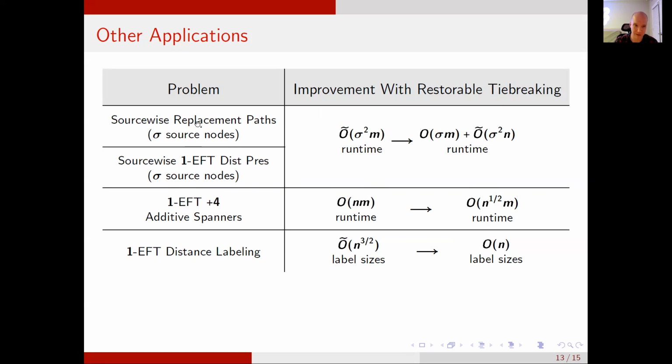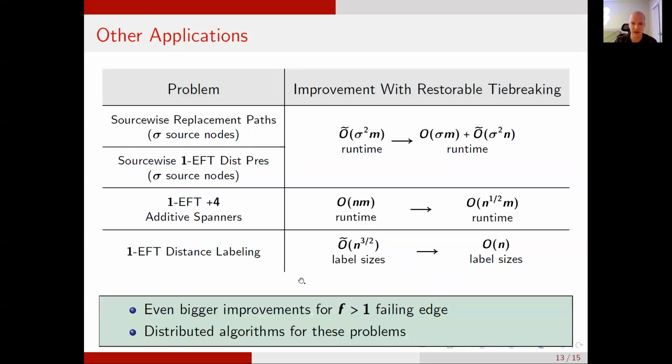We also have applications to replacement path algorithms, additive spanners, and distance labeling. You can check the paper for more details on these if you're interested, but it's the same flavor of very simple direct applications. Even though we're focusing on one failing edge in this talk, we have even bigger improvements over the state of the art for more failing edges, and we have some distributed algorithms that handle all of these problems as well.